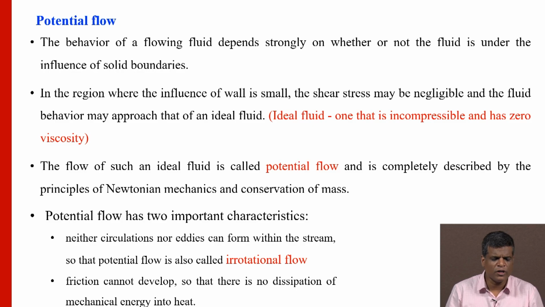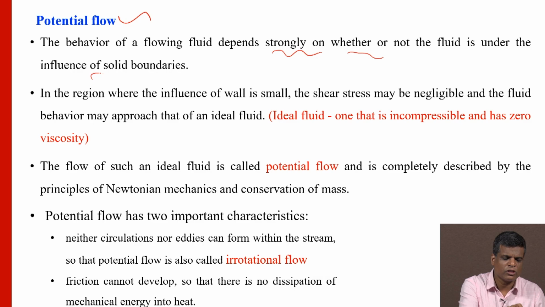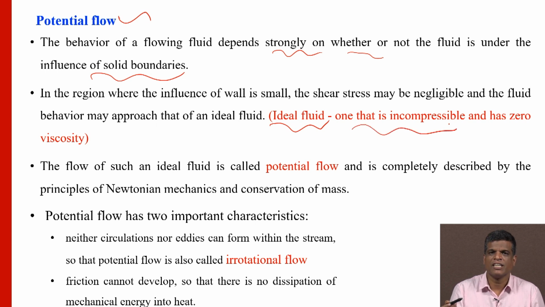First, we will see what a potential flow is. Here the fluid's behavior depends strongly on whether or not it is under the influence of solid boundaries. So, what is an ideal fluid? An ideal fluid is an incompressible fluid, of course, compressible and incompressible. Normally incompressible means liquids, and compressible fluids are always gases.